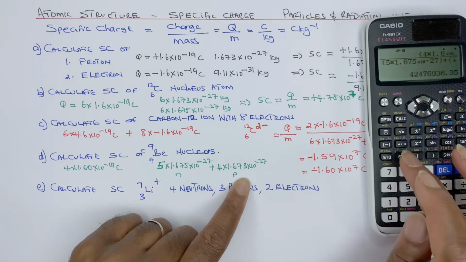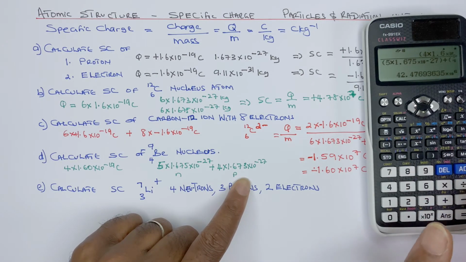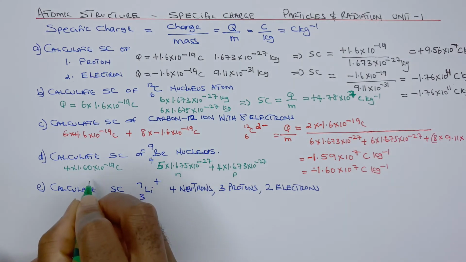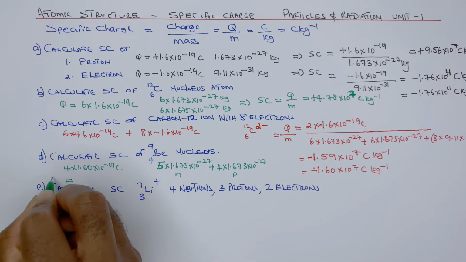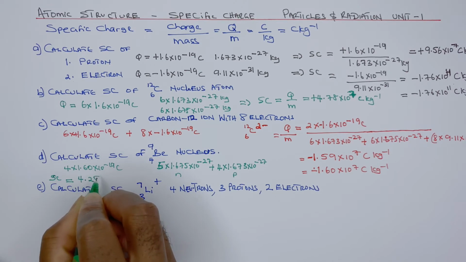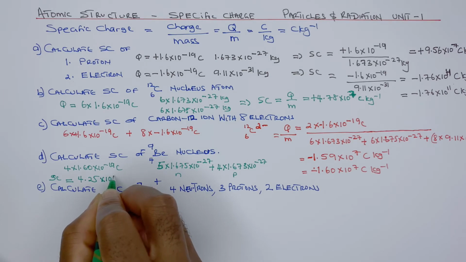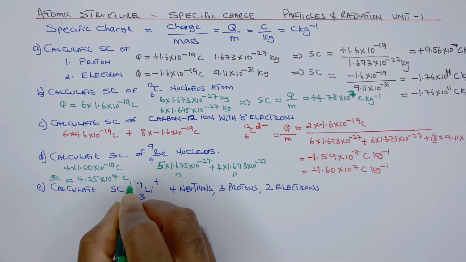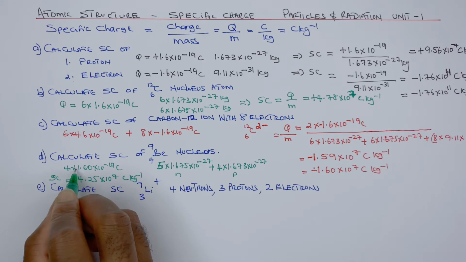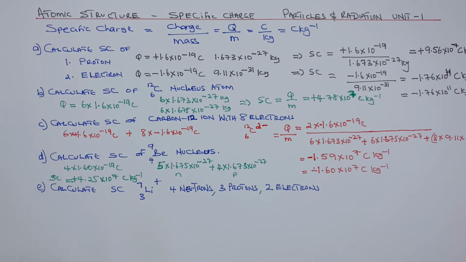And that's for the protons now. Altogether, we should get 4.25 times 10 to the power 7. So for that one, the specific charge is 4.25 times 10 to the power 7 coulombs per kilogram. Again, it's going to be plus because this is plus 1.6, so that'll be plus. So that's the answer to that one.